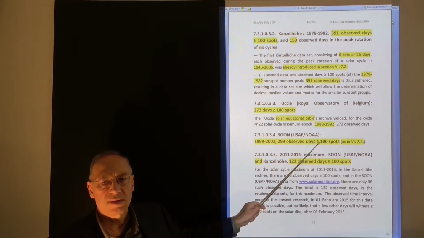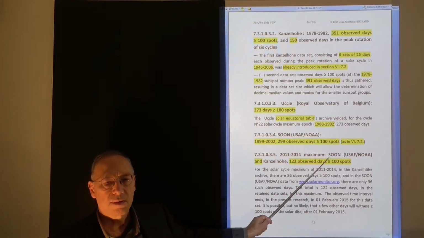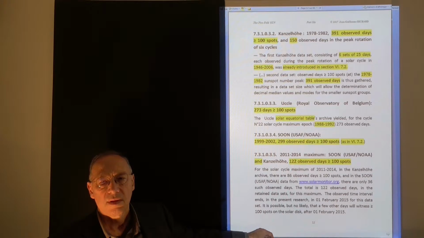And we have then the next peak of about the year 2000 from the Sun network. We have 300 observed days with each more than 100 spots. Finally, for the last maximum on record, about 2012, we have to have 2 stations at least to arrive at a significant number of observed days, 122 observed days with more than 100 spots each, because this was an anomalously low solar maximum and we do not have enough observed days from a single station.